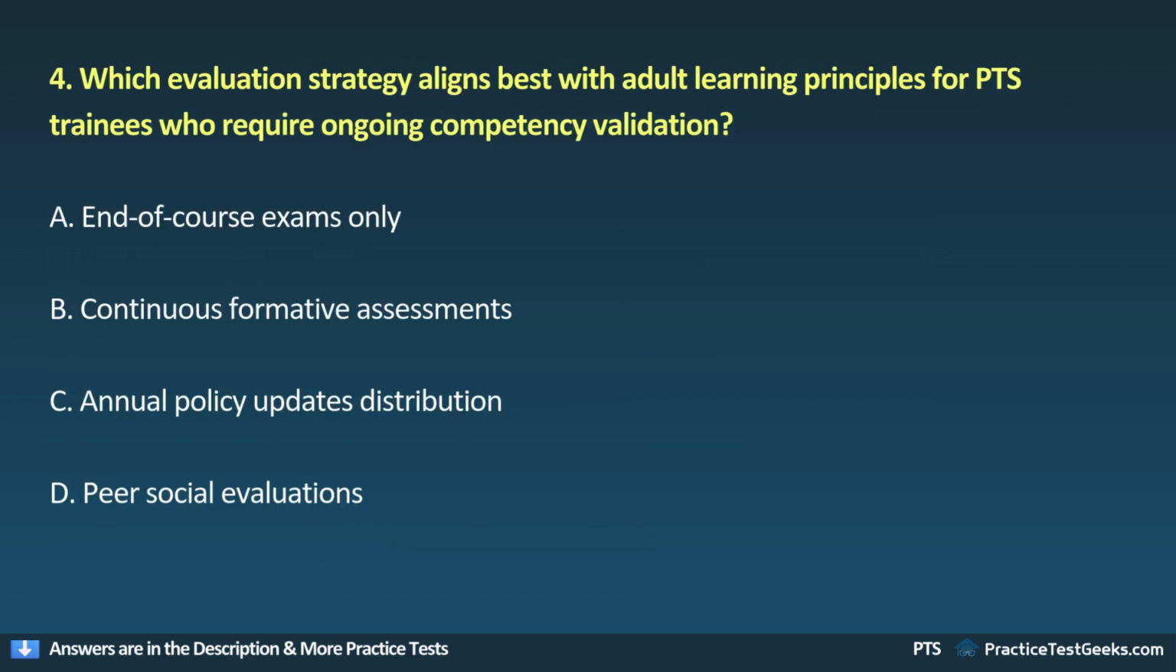4. Which evaluation strategy aligns best with adult learning principles for PTS trainees who require ongoing competency validation? A. End-of-course exams only. B. Continuous formative assessments. C. Annual policy updates distribution. D. Peer social evaluations.